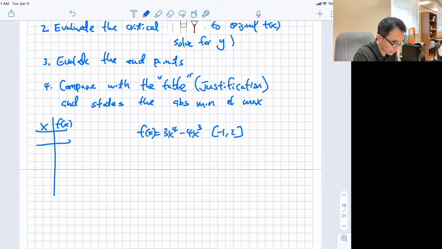Find the critical number, plug into the original equation, find each y value, and decide which one's highest and which one's lowest. Sometimes for the highs and lows, you can just plug in numbers between them.